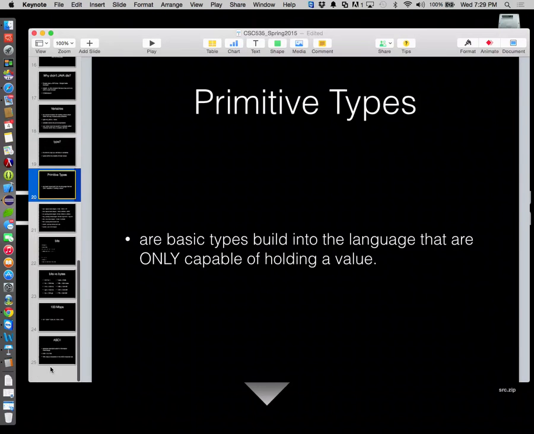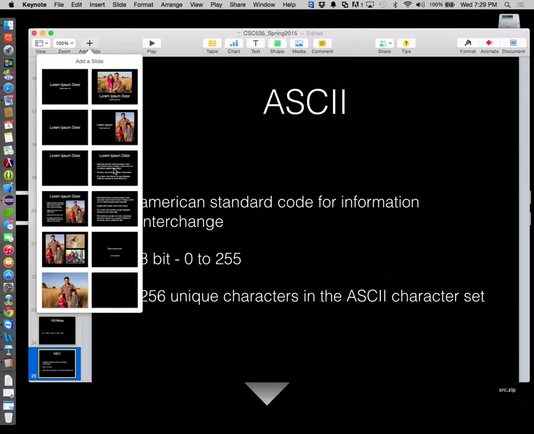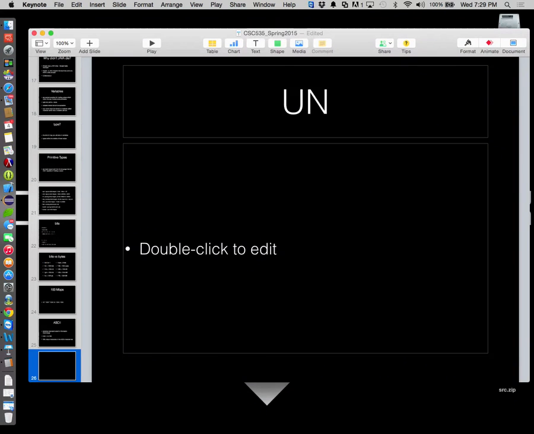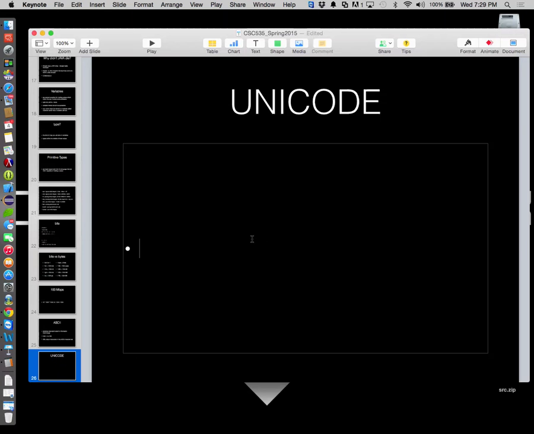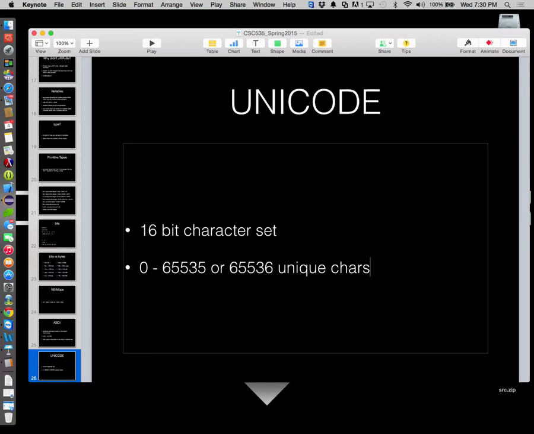Okay, anybody know what replaced ASCII? Unicode. So now we have something called Unicode. And that stands for something, but we'll just keep that as an exercise for the reader. This is a 16-bit character set. So that's 0 to 65,535, or a total of 65,536 unique chars. All right. Probably doesn't support every language on Earth, but supports a lot.